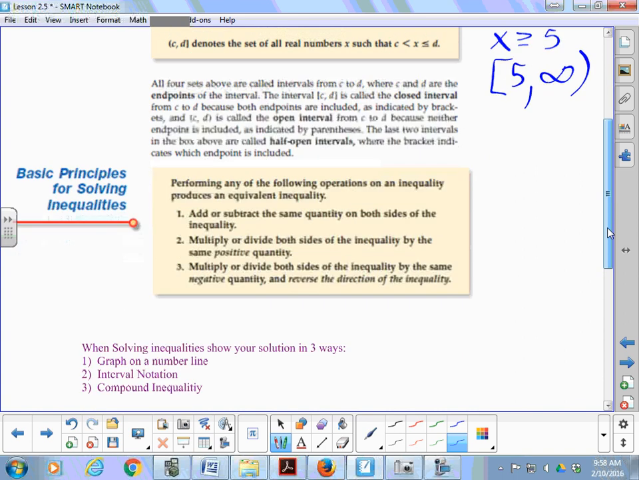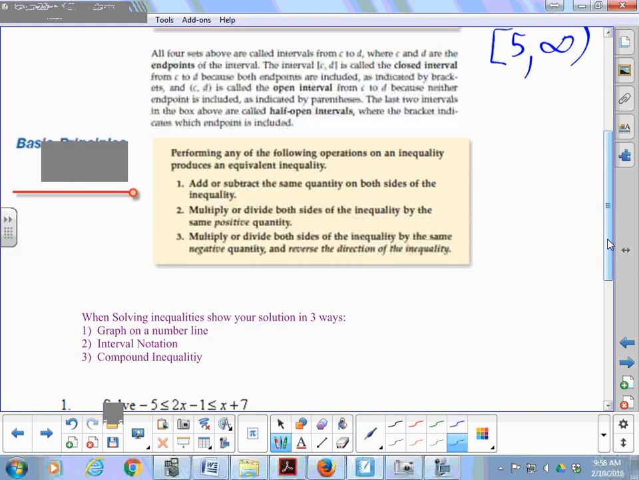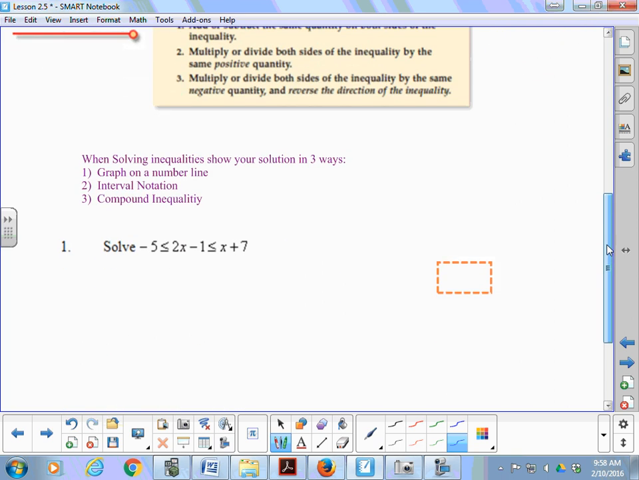Nice. All right. Basic principles for solving inequalities. Add or subtract the same quantity on both sides of the inequality. Multiply or divide both sides of an inequality by the same positive quantity. What happens if you multiply or divide by a negative? It switches. We change the direction of the inequality sign then.